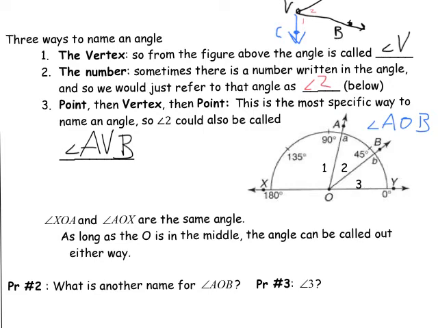So let's go down here and talk about some things. It says, hey, XOA and AOX are the same angle. That's true. XOA, AOX. It's the same angle. It's like lines. It doesn't really matter which order you go in, but the O is in the middle. It has to be in the middle because it's the vertex. But you could call it AOX or XOA.